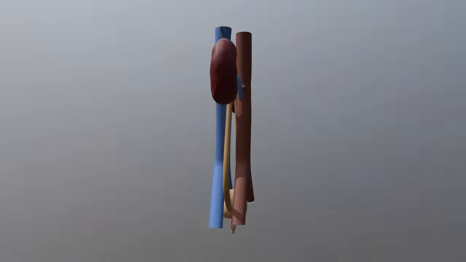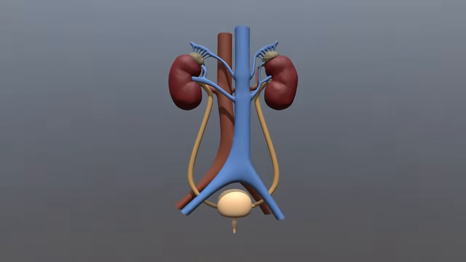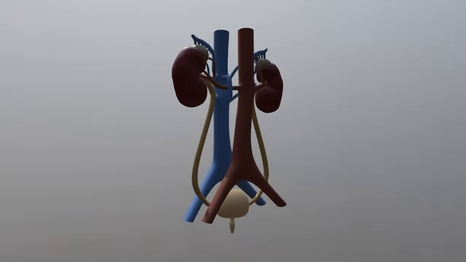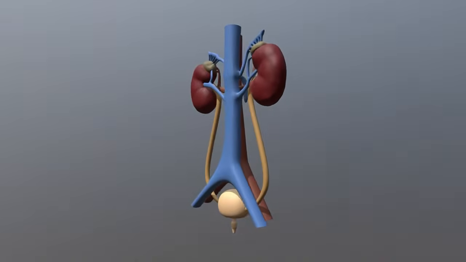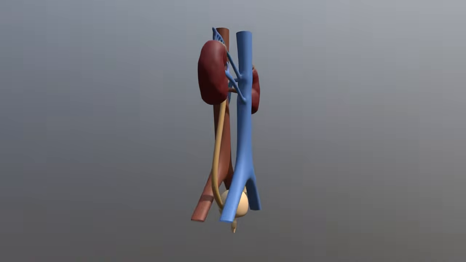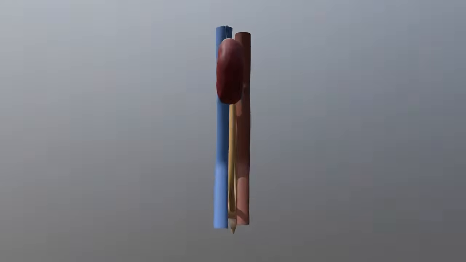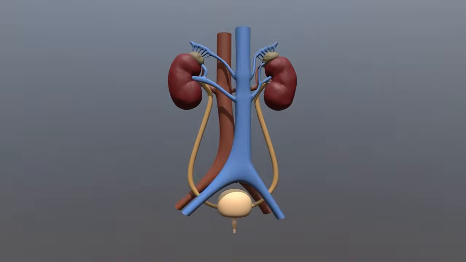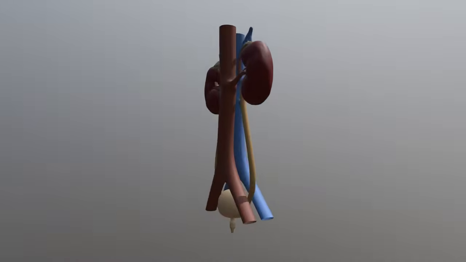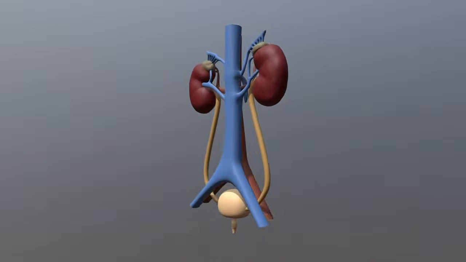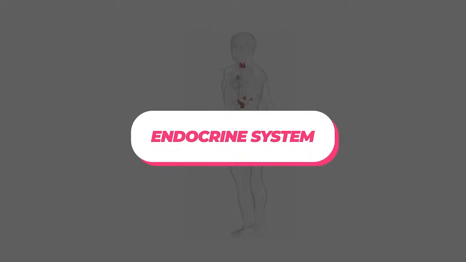The ureters are tubes that carry urine from the kidneys to the bladder. The bladder is a muscular sac that stores urine until it is eliminated from the body through the urethra. The urethra is a tube that carries urine out of the body. In addition to removing waste products, the urinary system helps to regulate the body's electrolyte balance and blood pressure, and plays a role in the production of red blood cells. Number 8. The endocrine system.